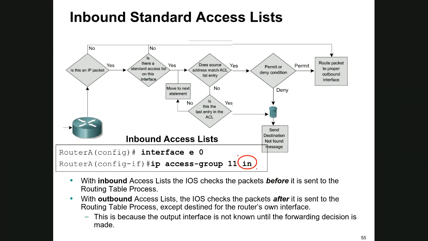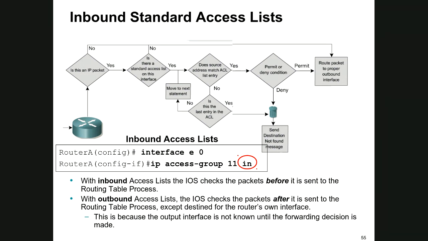This is a more efficient method because it nips the traffic in the bud before wasting all the routing table lookup process on the router, which is what consumes most of the CPU cycles and the resources in the router. That is, going through all those lines in a routing table, which could be hundreds or thousands of lines. So if we can, we'd like to use an inbound access control list to check it.